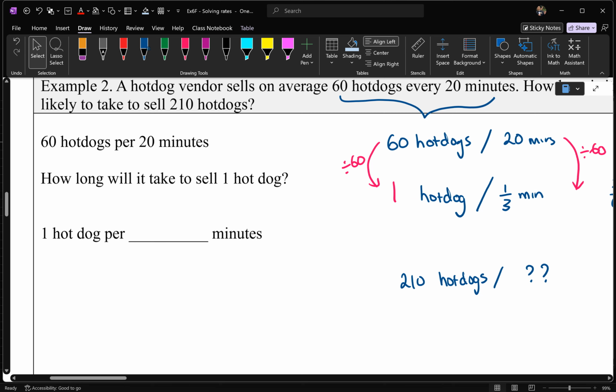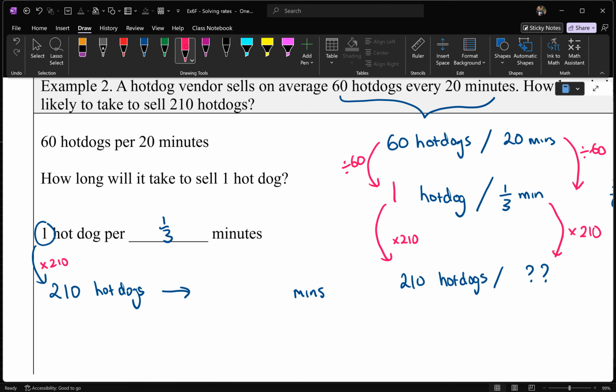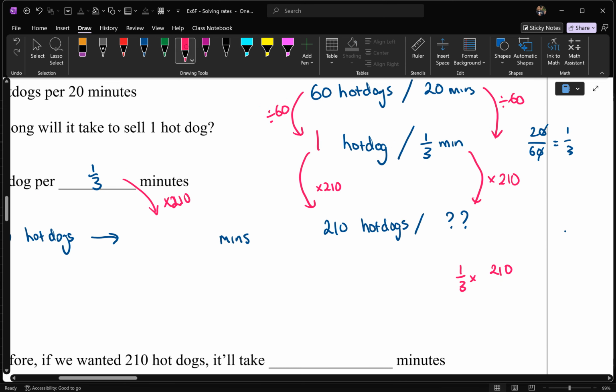So one hot dog per 1/3 minutes. But what you're trying to figure out is, well, what if you had 210 hot dogs? How long will it take in terms of minutes? Well, since you know what 1 is, so 1 to get to 210, we know we have to multiply by 210. So on the right-hand side, I need to multiply that by 210 as well. So if I took 1/3 and I said multiply by 210, and you can do that on a calculator, you can do it by hand, it's up to you. So 1/3 times 210.